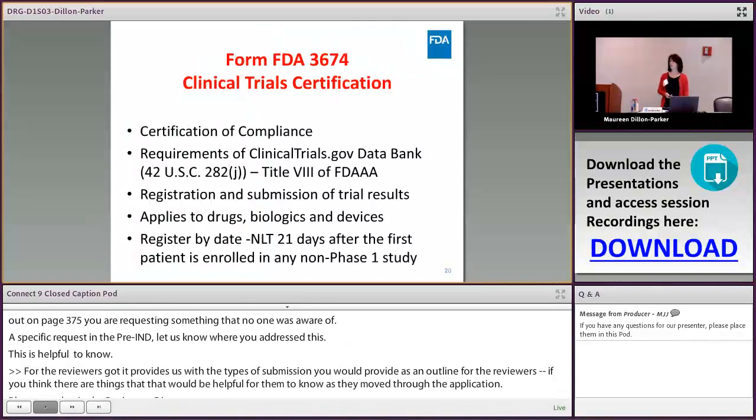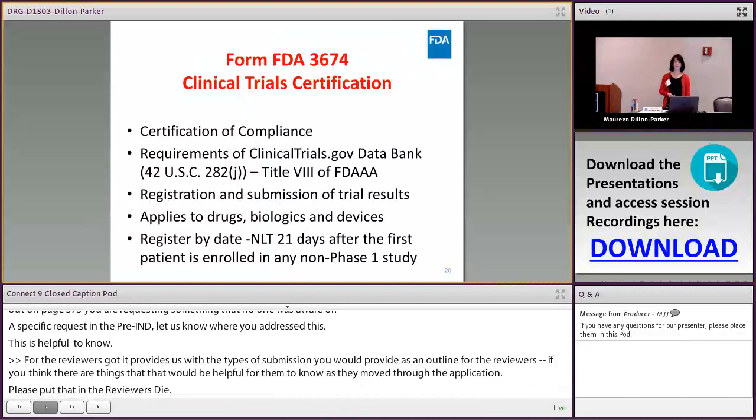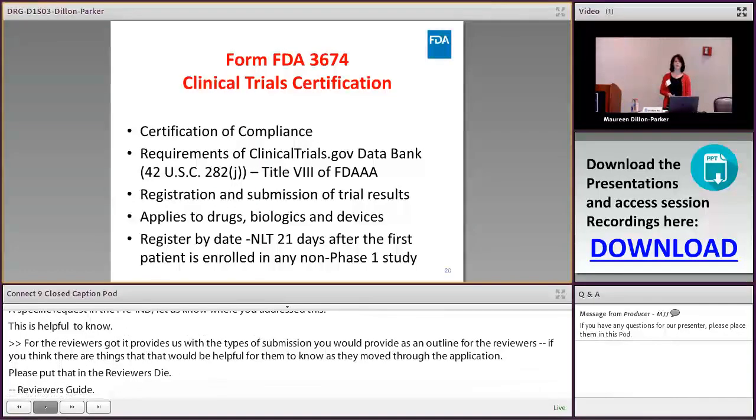Talking a little bit about the 3674, this was part of Title 8 of FDAAA. It's now a requirement that registration and submission of your trial results be made to the clinicaltrials.gov database. Some of you may be familiar with that.